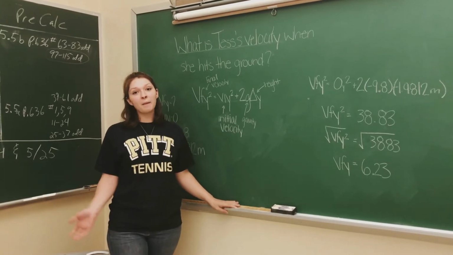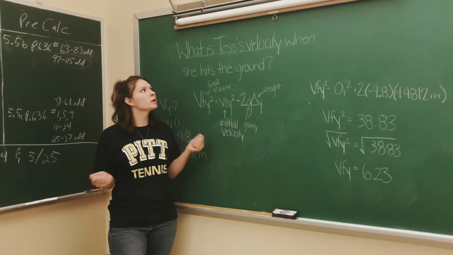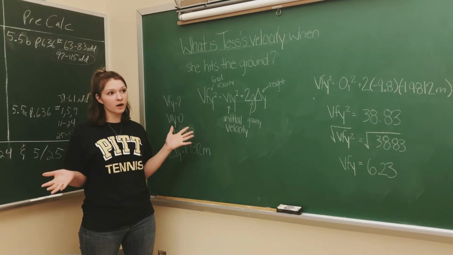So relative motion is the motion of an object in relation to another moving object. Alright, so I am doing the math behind Tess's jump. So we're going to find the velocity at which she hits the ground.